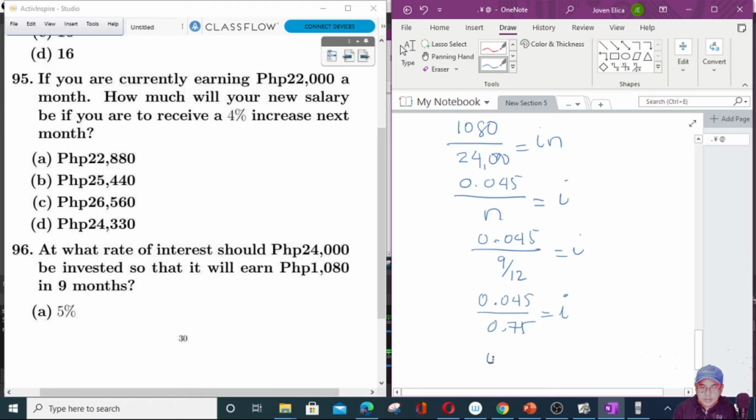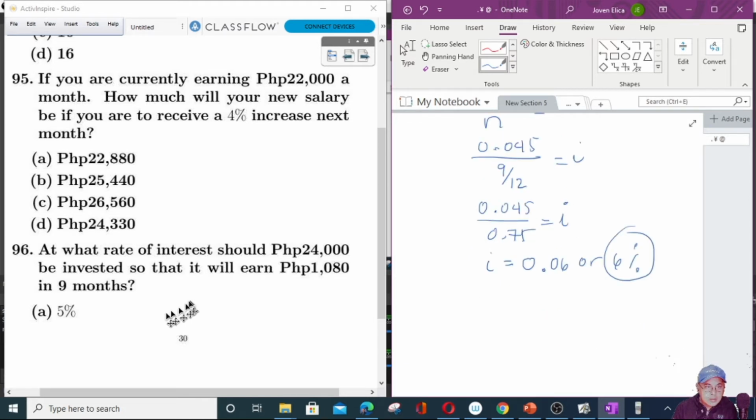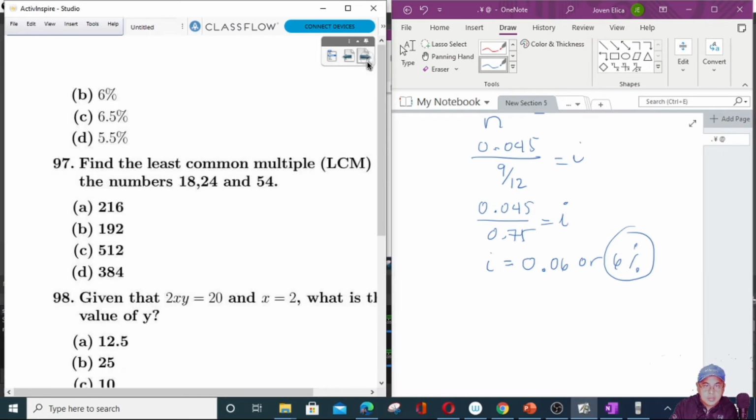So our I, or rate, is equal to 0.045 divided by 0.75. We have a rate of 0.06, or this is 6%. So based on the given choices, letter A 5%, letter B 6%, letter C 6.5%. So our answer is letter B. The correct answer is B.